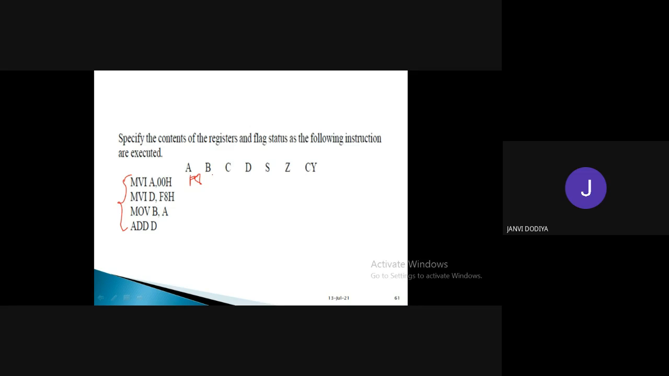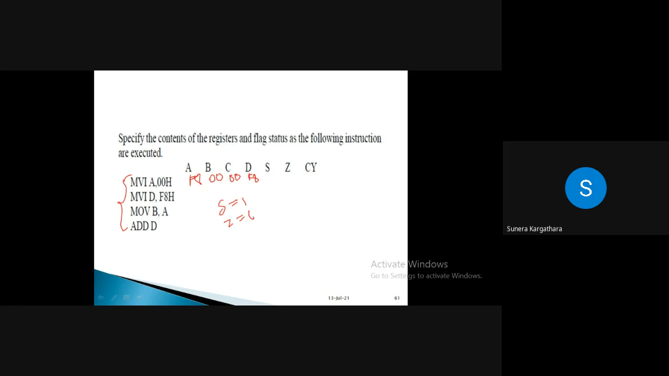B will be 0, 0. C also 0. D will be F8. Correct. Okay. And what is the status of flags? Ma'am, S will be 1. So sign flag will be 1, right? Correct. Very good. And zero flag will be 0.